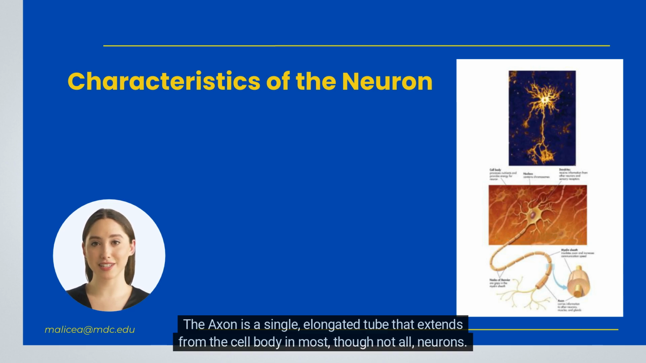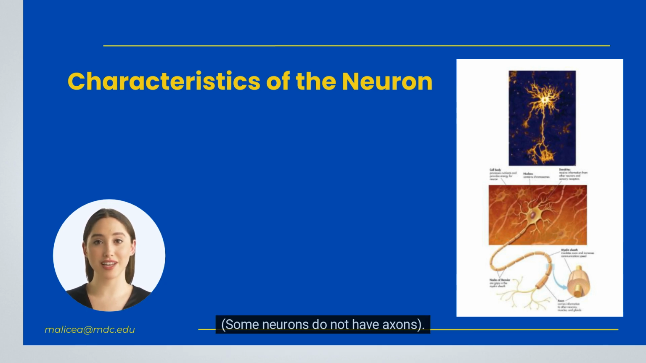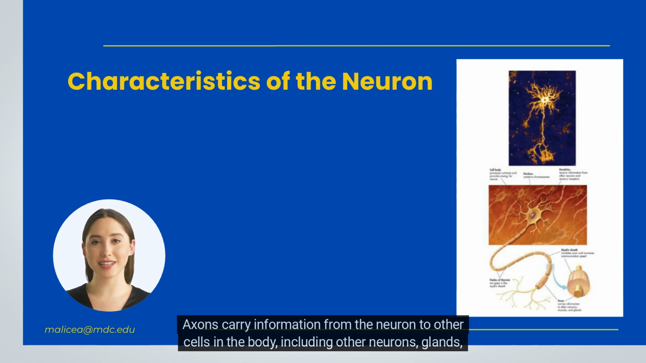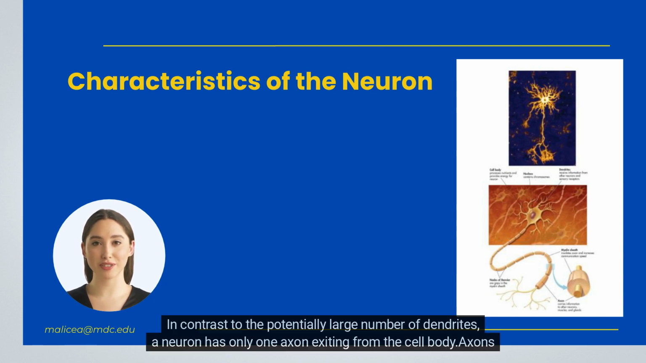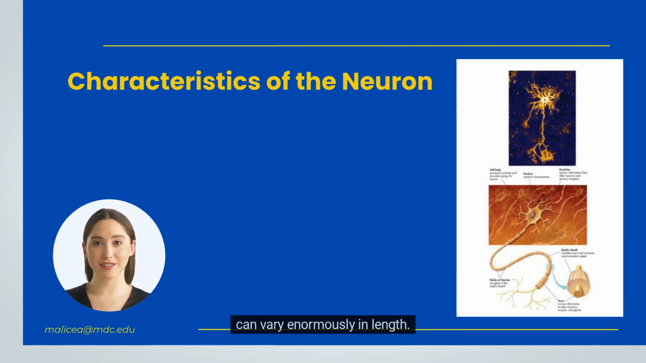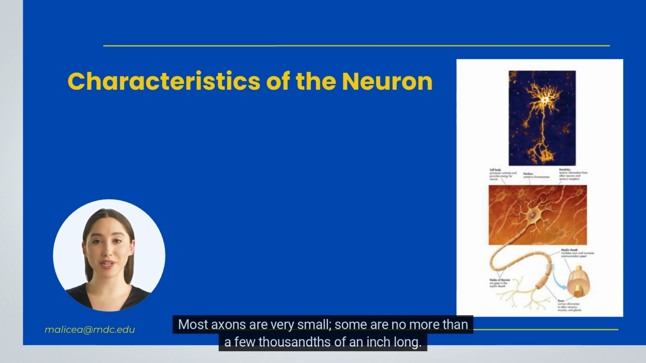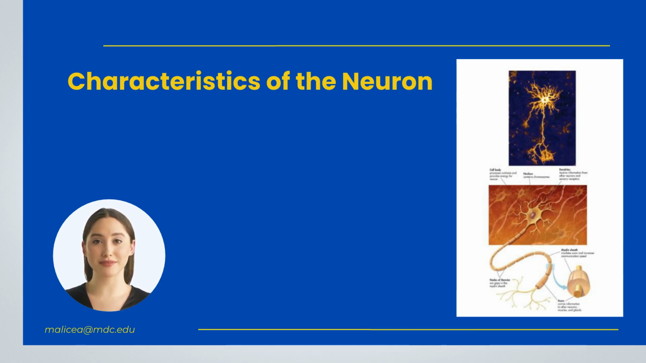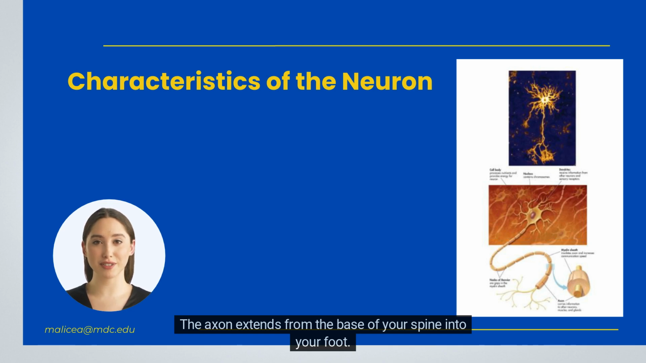The axon is a single elongated tube that extends from the cell body in most, though not all, neurons. Some neurons do not have axons. Axons carry information from the neuron to other cells in the body, including other neurons, glands, and muscles. In contrast to the potentially large number of dendrites, a neuron has only one axon exiting from the cell body. Axons can vary enormously in length. Most axons are very small. Some are no more than a few thousandths of an inch long. Others, like the axon that extends from the base of your spine into your foot, are very long.